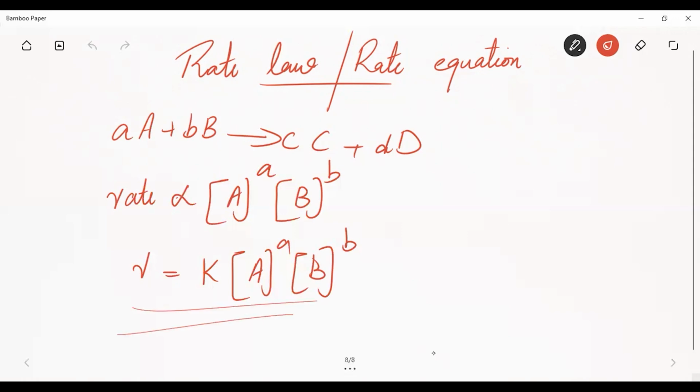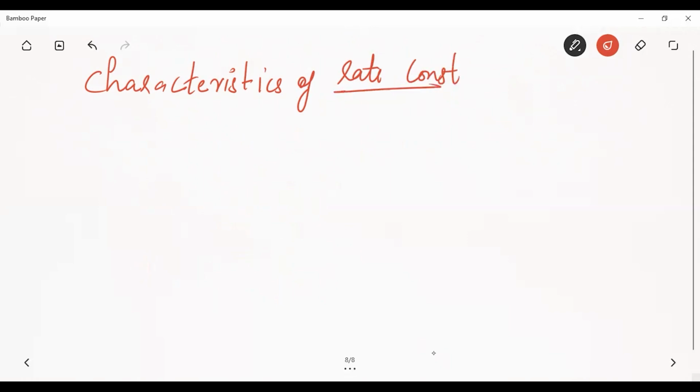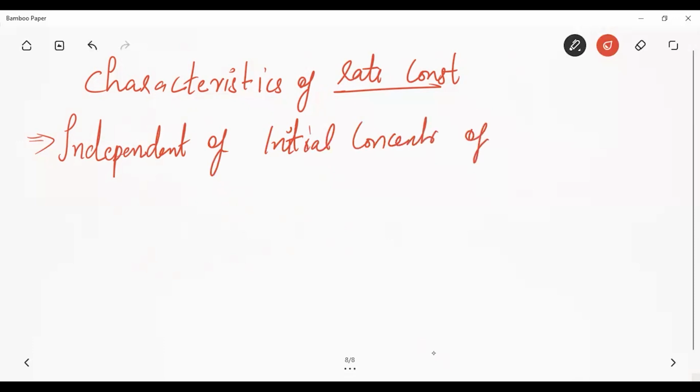Next we have to understand the characteristics of the rate constant. This is useful for both the chapters on equilibrium as well as kinetics. Very important. The rate constant is independent of the initial concentration of the reactants. That is, it is not affected by a change in the concentration of the reactants.